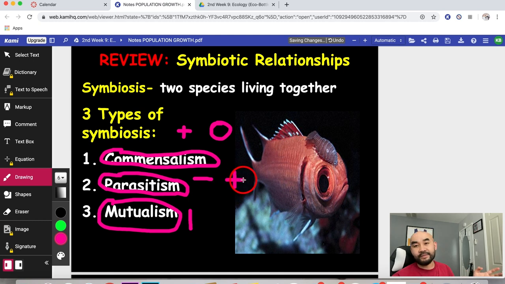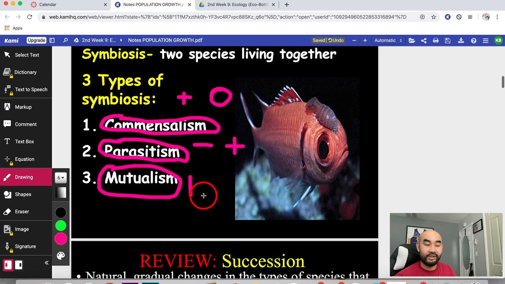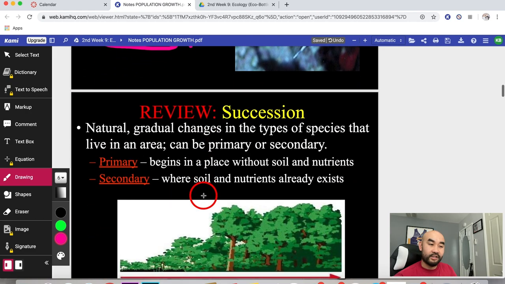So it's kind of like cheating on the test. Your friend benefits from the answer, and then you got caught. Now you get a zero, but your friend gets a good grade, because you got caught for sharing that, but I didn't catch your friend. Make sense? So the least is parasitism, and that's symbiotic relationship. And then we moved on to talk about succession.